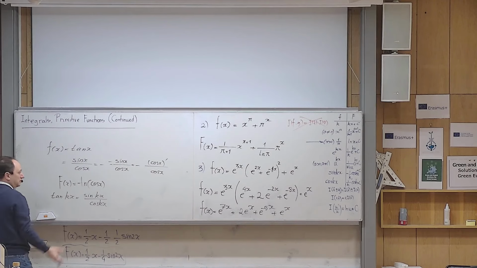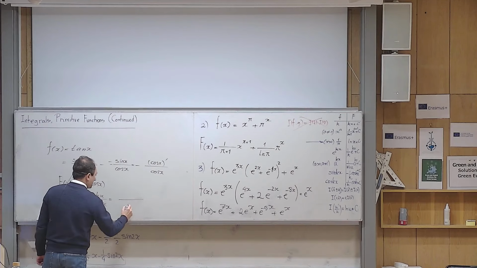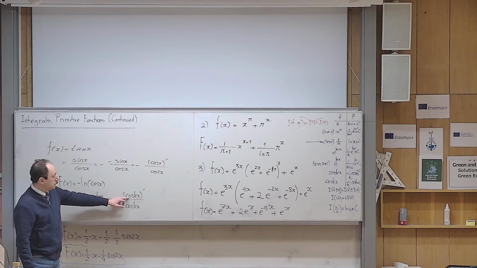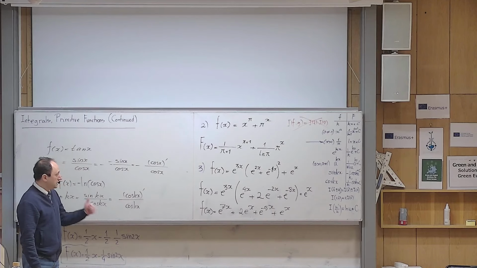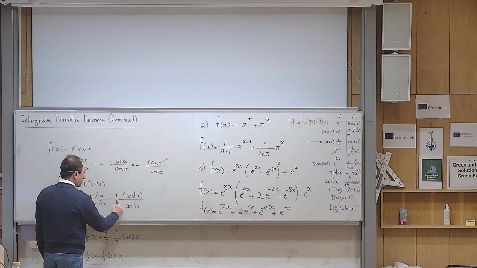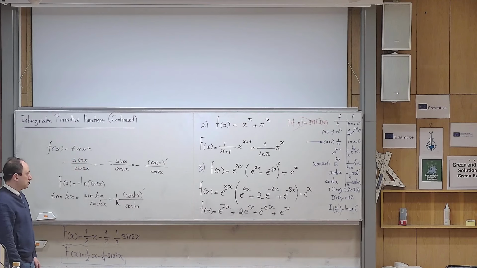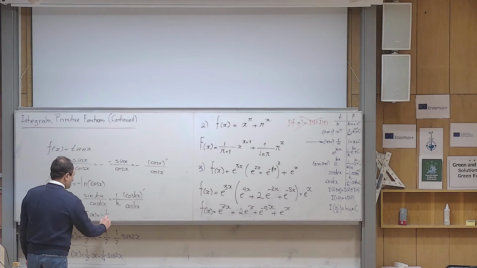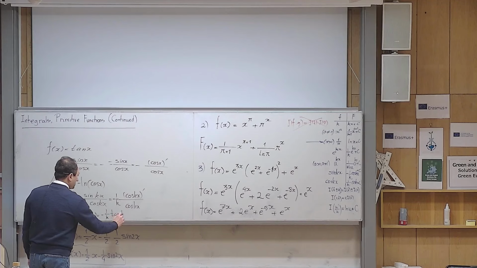The same idea, okay? So I want to write this as the derivative of cosine kx. But then I have to do some adjustments, because if I ask you what is the derivative of cosine kx, it becomes minus k sine kx. So to adjust that, I have to multiply by minus 1 over k. And that is the same story now. So f of x this time becomes minus 1 over k ln of cosine kx.